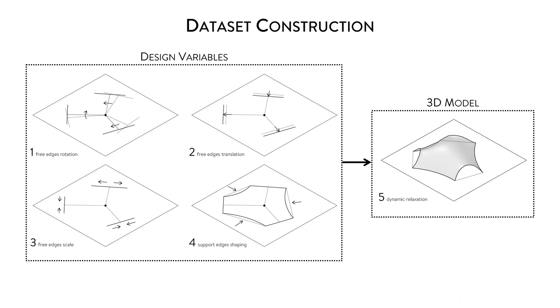The dataset of shell structures was constructed from a parametric model. The design variables are represented on the left and are: 1. The respective position of the shell openings, 2. The distance of the openings from the pre-assigned center of the shell, 3. The sides of the openings, and 4. The curvature of the support edges. Once variables were defined, a dynamic relaxation algorithm was used to generate a 3D model, as shown on the right.